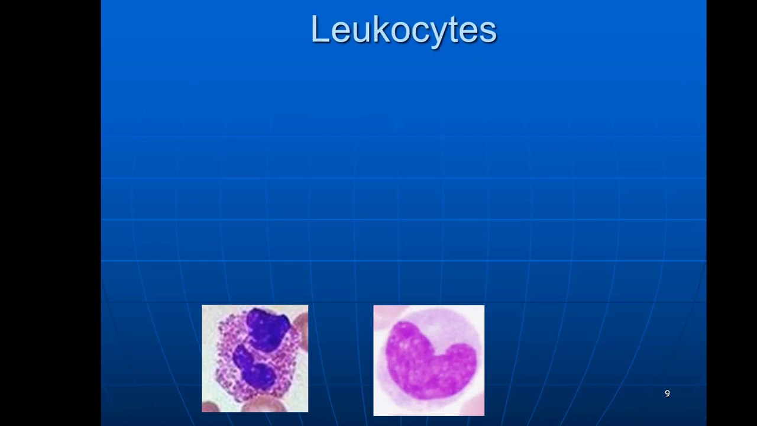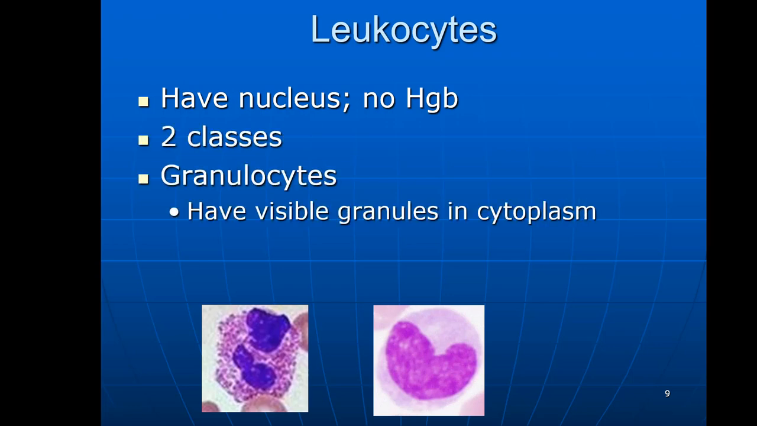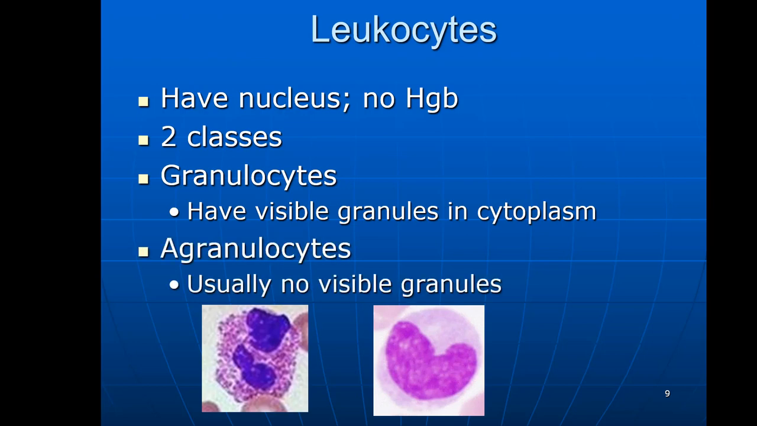All right, so that's it for the red blood cells. Let's move on to the leukocytes, the white blood cells. White blood cells do have a nucleus. They don't have hemoglobin, so they don't carry oxygen. There are 2 classes. They're classified as either granulocytes or agranulocytes.